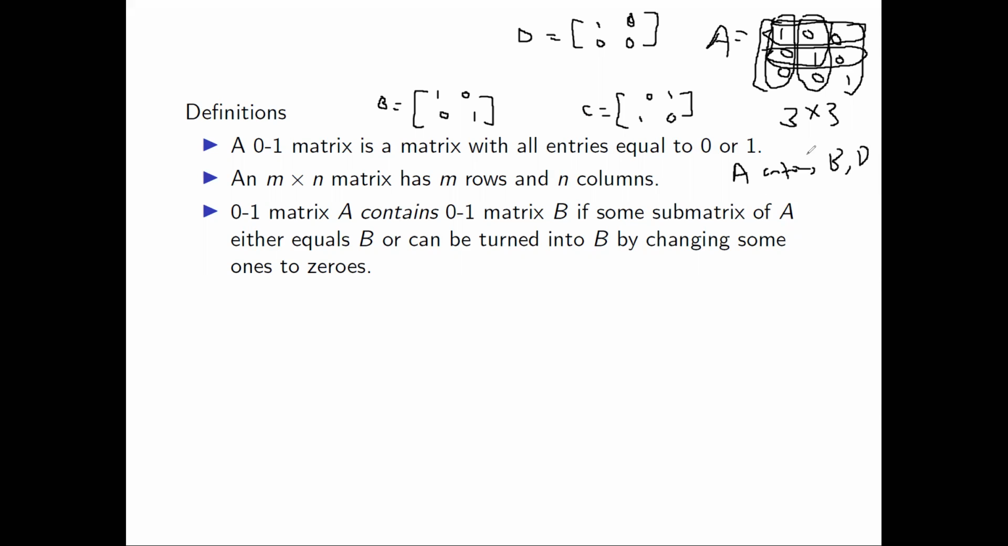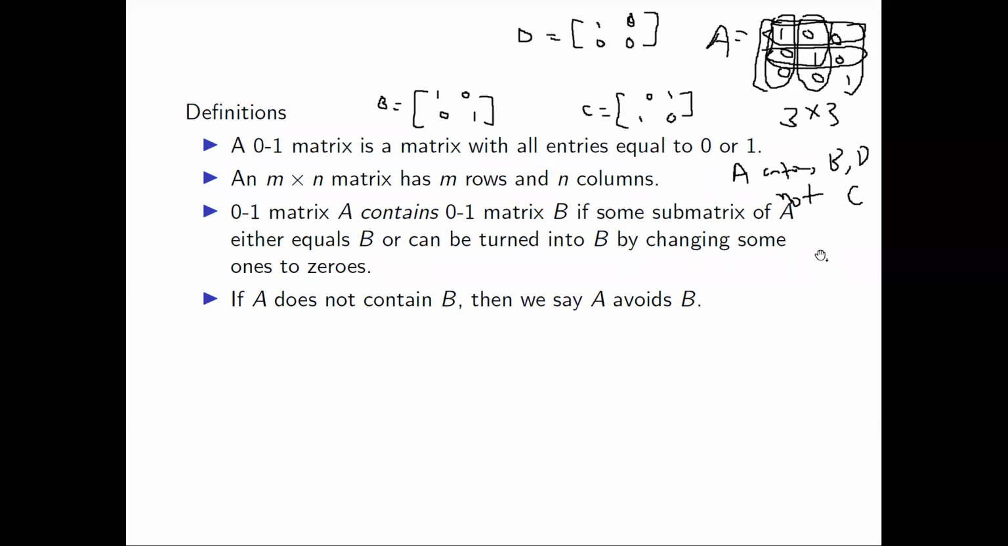However, we can look at all of the 2 by 2 submatrices of A, and we'll never be able to have the top right and the bottom left both be 1s in any 2 by 2 submatrix. So it does not contain C. And we define this extremal function based on avoidance. Avoidance is just the opposite of containment. So if A does not contain B, we say A avoids B. So A, in this example, avoids C.